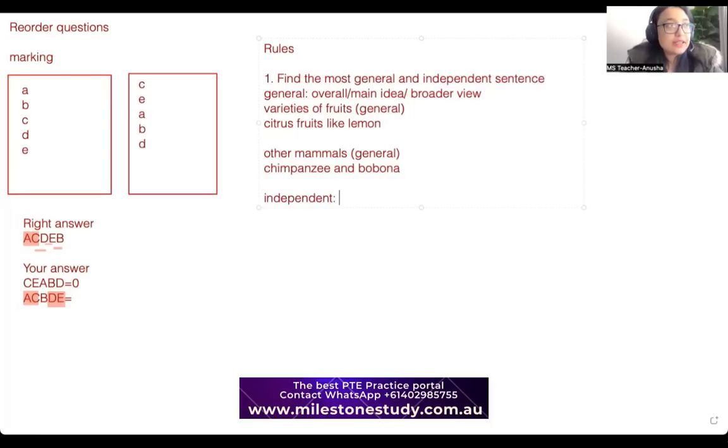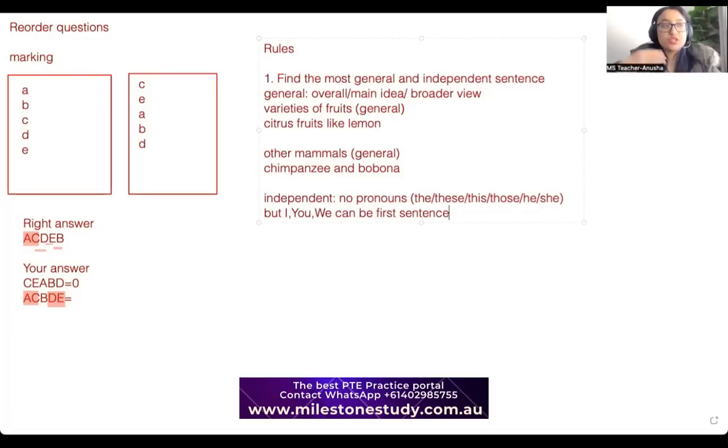Now, second idea is independent. Independent means there should not be any pronouns. Pronouns such as the, these, this, those. You know the pronouns. When you learn parts of speech, you have to go through this. He, she. Independent means there shouldn't be any pronouns. But I, you, and we can be first sentence.